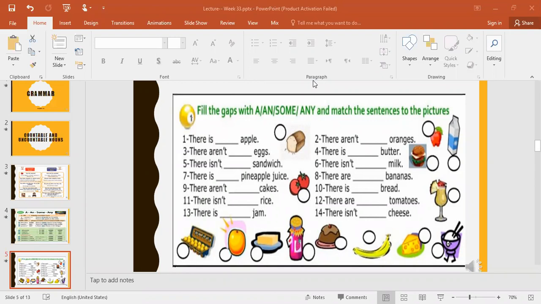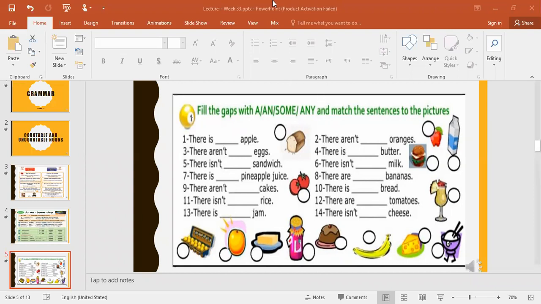There is some pineapple juice. There is some pineapple juice. Very good. Number 8. Yalla. Who wants to share? Miss, can I do it? Yes, Adnan. Of course. There are some bananas. There are some bananas. Very good.